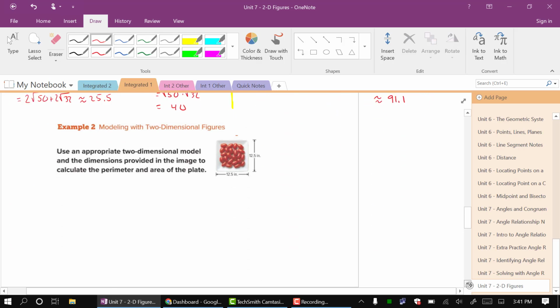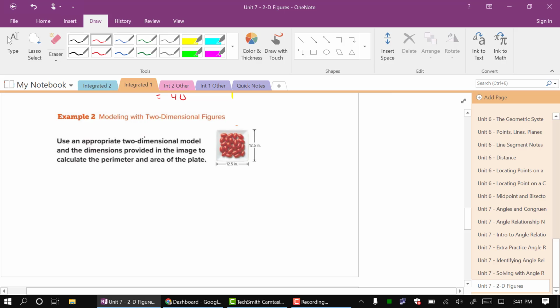Let's take a look at number 2. Use the appropriate 2D model and the dimensions provided in the image to calculate the perimeter and area. So if we look at this, it's 12.5 and 12.5. Both of these are the same, so this is going to be a square. Our perimeter for a square is side plus side plus side plus side, or 4 times s. And our area for a square is going to be s squared.